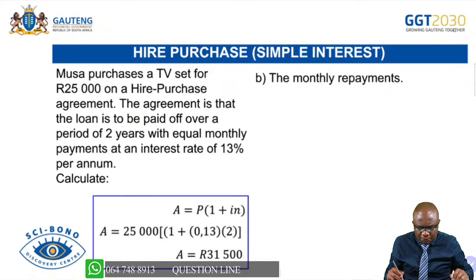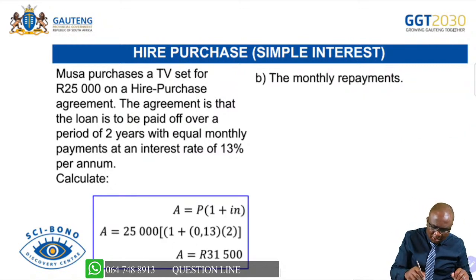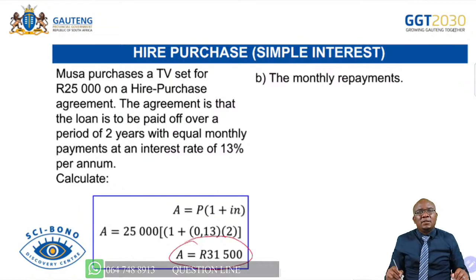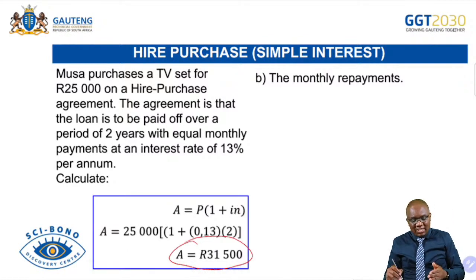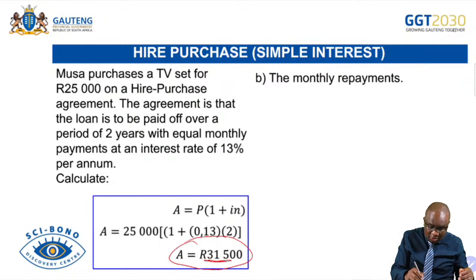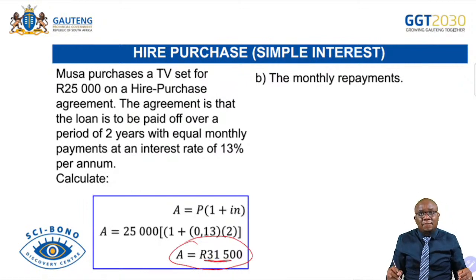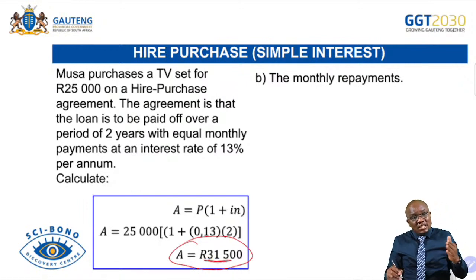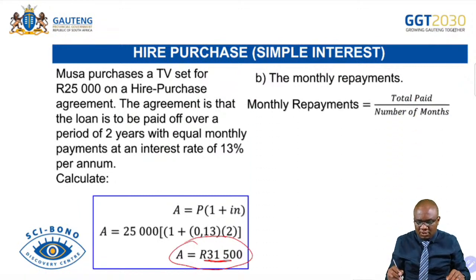Okay, so now, monthly repayments. So he's paying this money, which is the 25,000 plus the interest. Here, this one is 25,000 plus interest. Now, it is divided into equal installments. So it's divided into 36 parts.